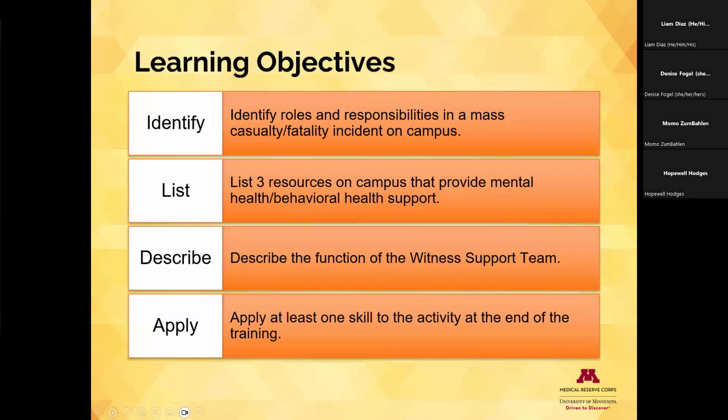So since this is sort of an academic environment, we're going to just make sure that we've got a few learning objectives for you. So we want you to identify roles and responsibilities in a mass casualty or fatality incident on campus, list 3 resources on campus that provide mental health or behavioral health support, describe the function of our witness support team. Catherine will talk a lot more about that. And then apply at least one skill to the activity at the end of our training today.